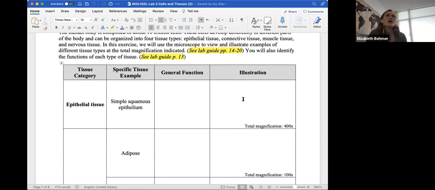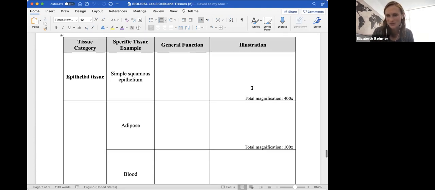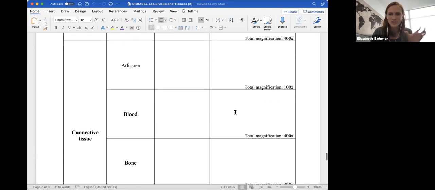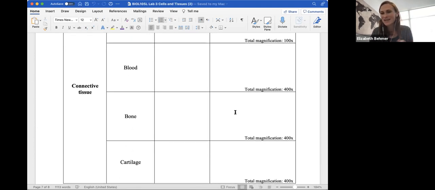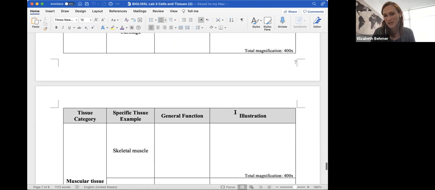If you are having problems drawing on these worksheets, or printing them off and then scanning or uploading them, I will accept an illustration of a different picture of these same tissue types. So you're going to want to write the general function, and then a drawing is ideal. But if you can't make a drawing, please upload another picture.